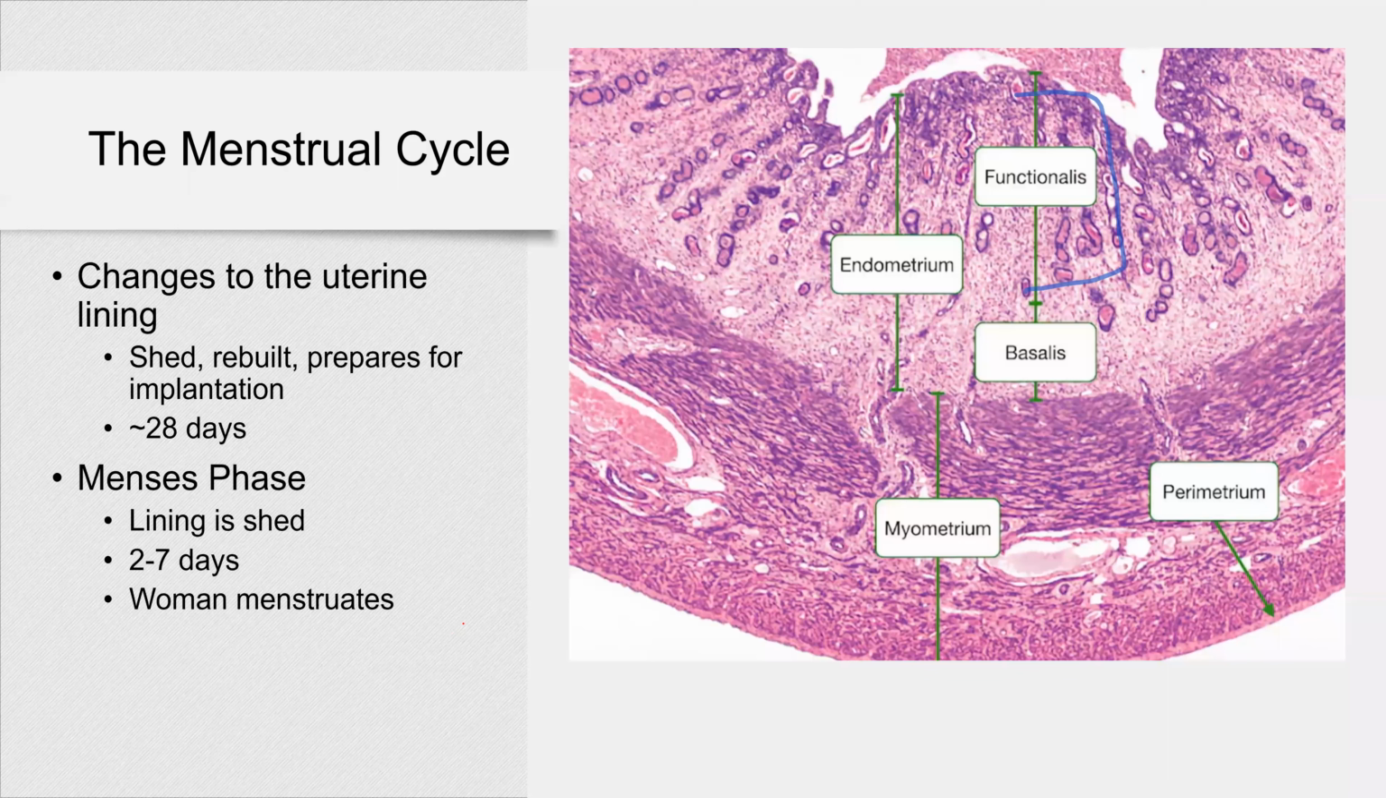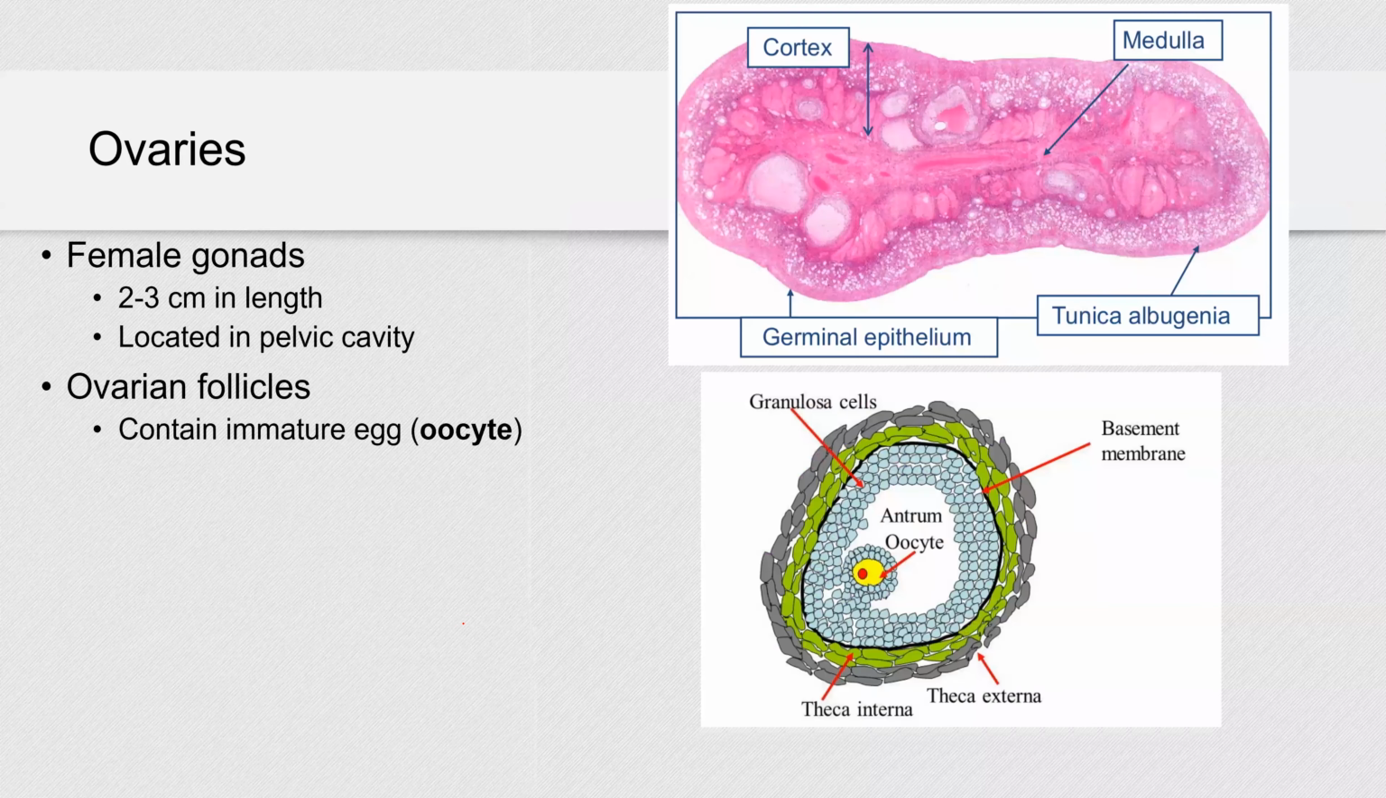Now, ovaries are female gonads, about 2-3 centimeters in length, located in the pelvic cavity.